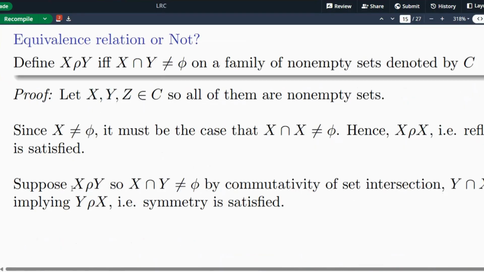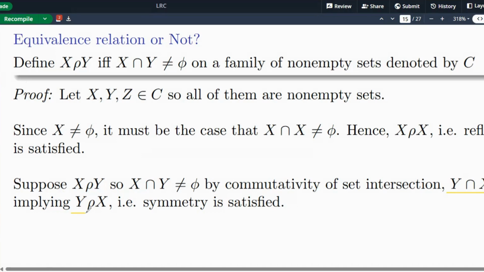Next is, suppose natin na yung X jowa niya si Y. So pag sinupose mo na jowa niya si Y, then, totoo to. X intersection Y is non-empty. Pero commutativity ang set intersection. So, pwede kong pagbaliktarin to. Kasi commutativity ang set intersection. So, dahil commutative ang set intersection, Y intersection with X is also non-empty.